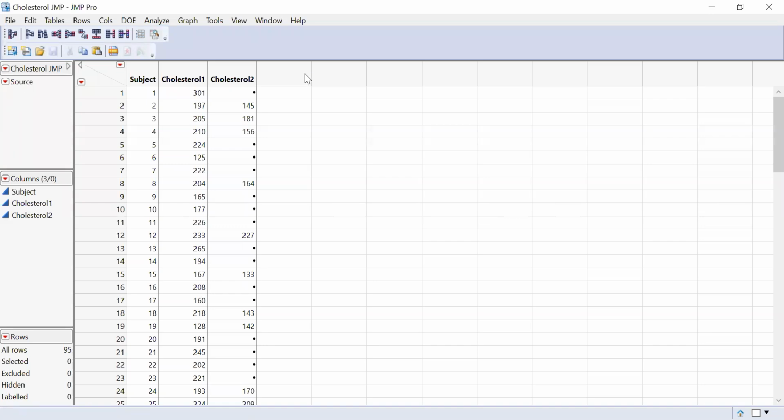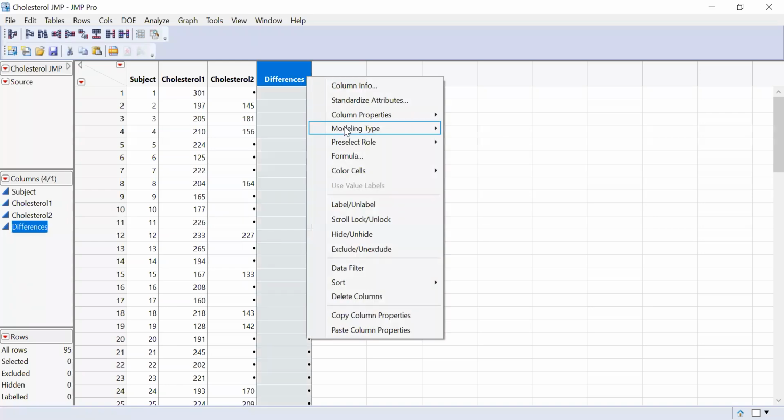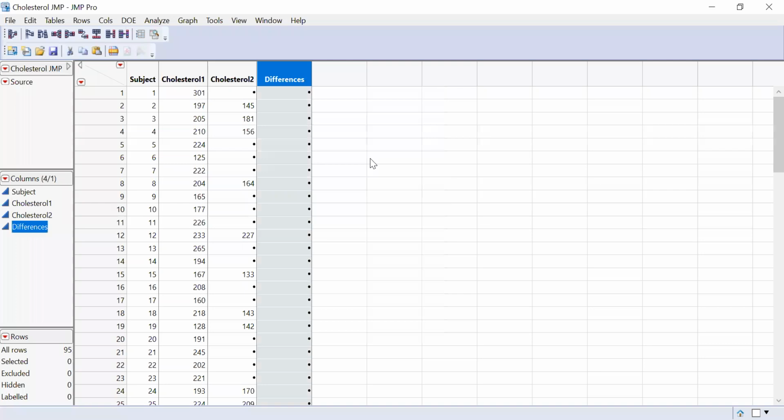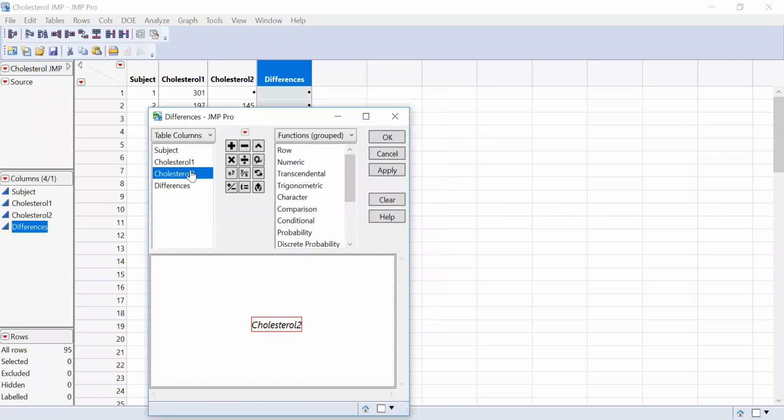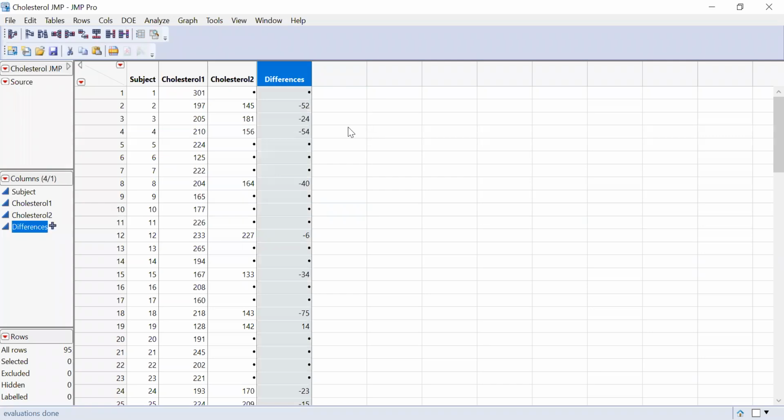The JMP guide, I don't think says this right now as it stands, but you have to find the differences between cholesterol 1 and cholesterol 2. So to do that, you're going to create a column for differences, and you're going to make a formula. So I'm going to put in a formula, and then I'm going to subtract cholesterol 2, make a subtraction problem. Cholesterol 2 minus cholesterol 1. And this is going to produce difference scores.